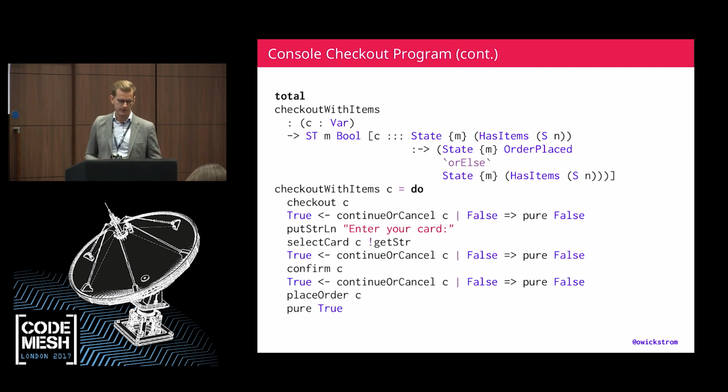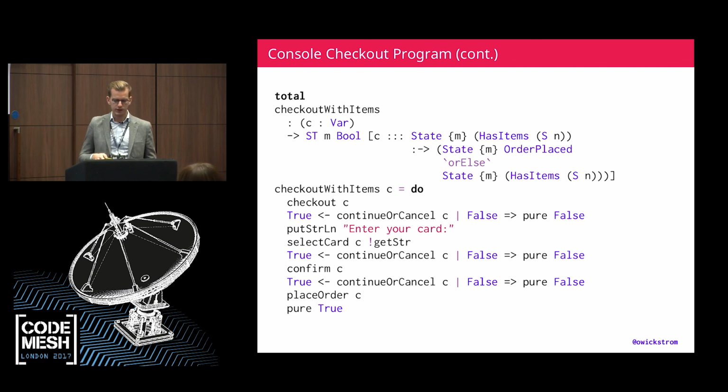Checkout with items goes from has items to order placed, or it stays in has items if the checkout is canceled. So you see this type level thing here, or else, where the type of this transition depends on the result, and the result is the return value, which is a Boolean. So or else switches on true or false, basically. If everything went well and we did a checkout, then we end up in order placed. Otherwise, we still just have items.